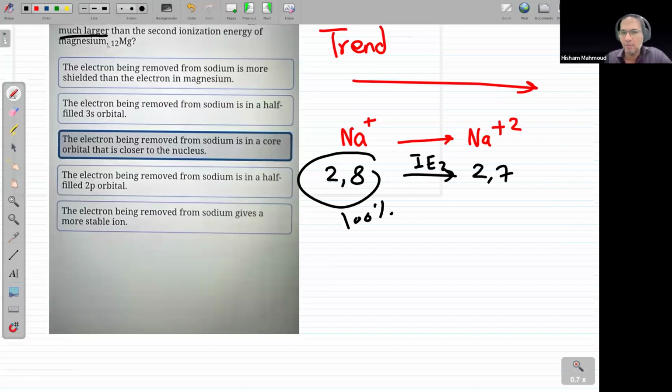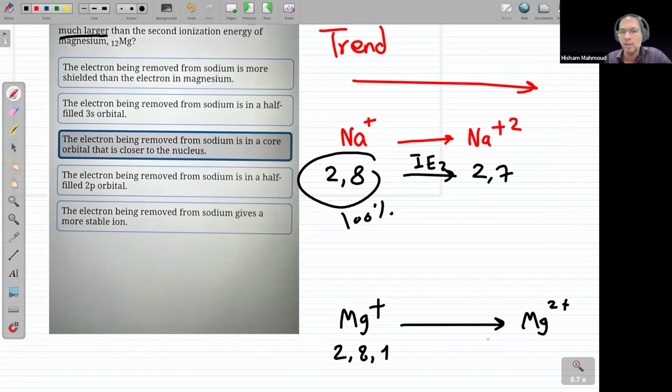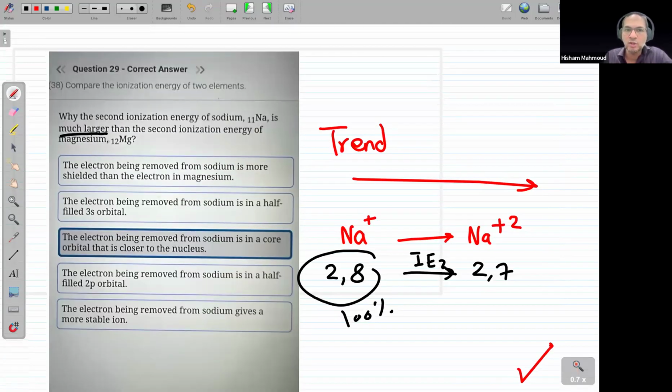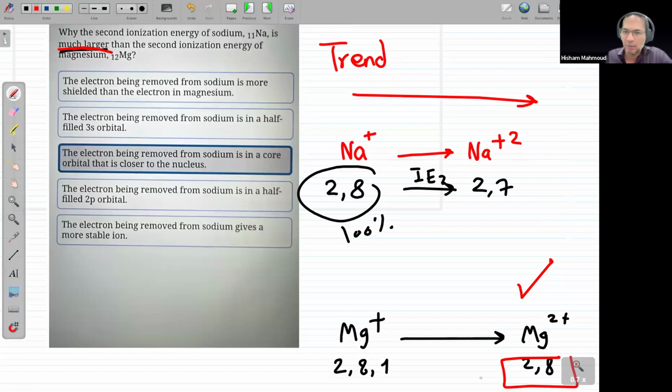While in magnesium, it makes sense, because if you change from Mg+ into Mg2+, you are changing from 2,8,1 into 2,8. And 2,8, of course, is much more stable because this is the electronic configuration of the noble gas. So that's perfect. That's why removing the second electron from sodium does not make sense, so it's very big. But in magnesium, it makes sense, so it is smaller.